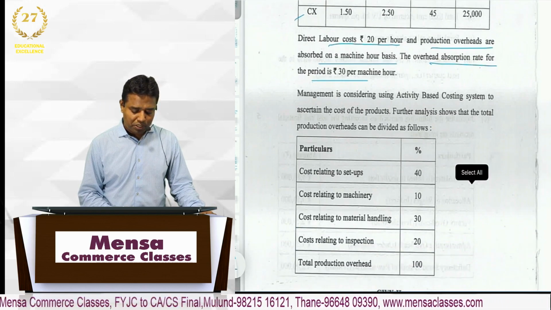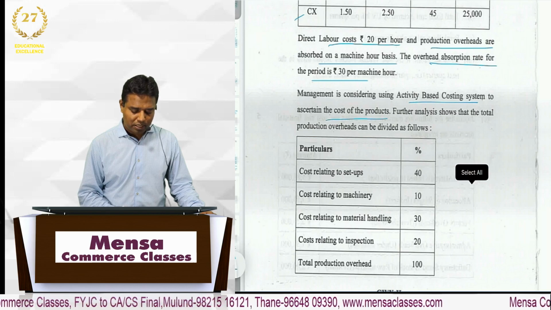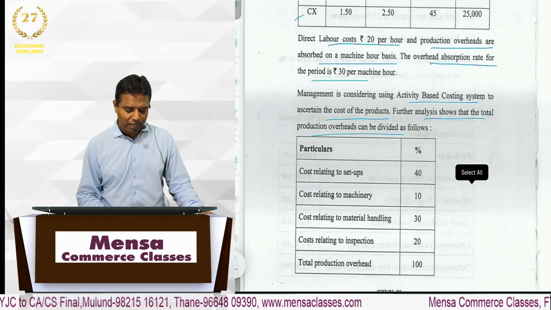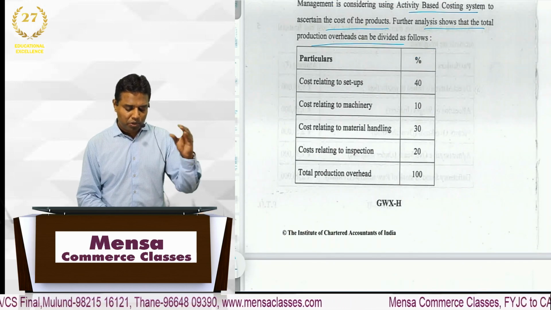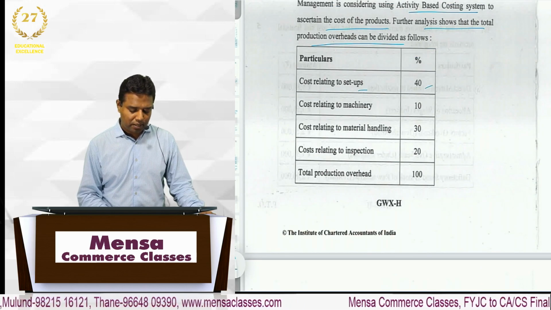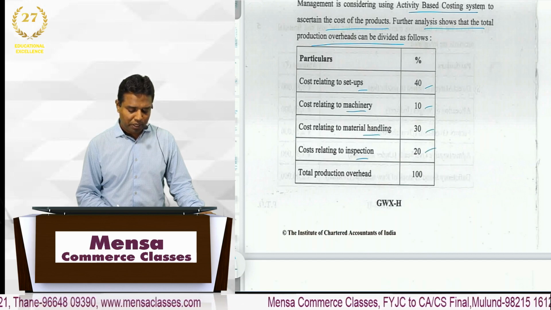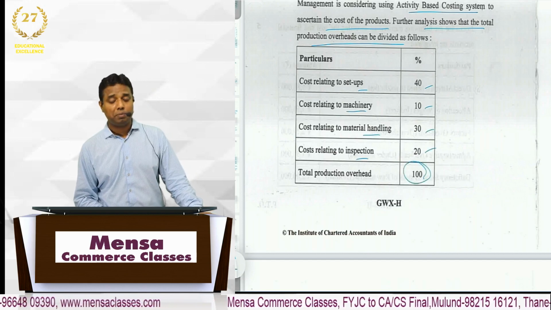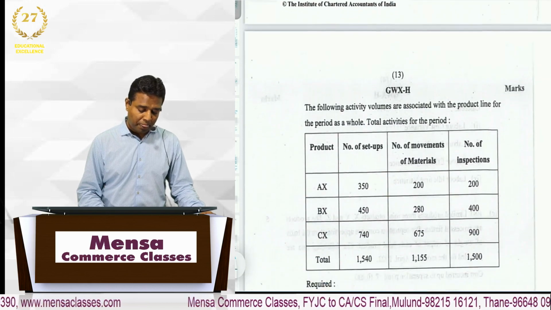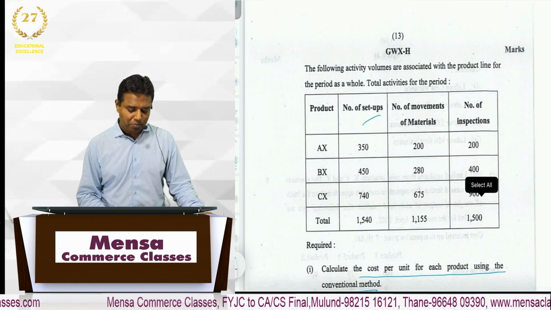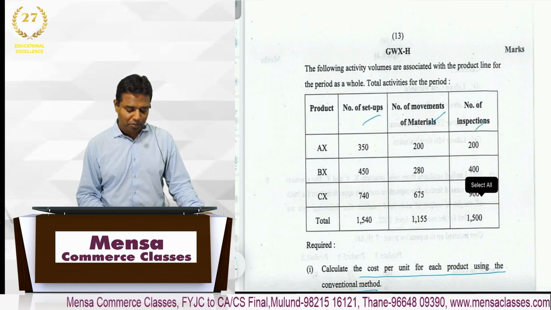Management is using the ABC system to ascertain the cost. Further analysis shows the total production overheads can be divided as follows. The production overheads breakup: 40% is setup, 10% is machinery, 30% is material handling, 20% is inspection, total is 100%. The following activity volumes are observed: number of setups, number of material movements, number of inspections.